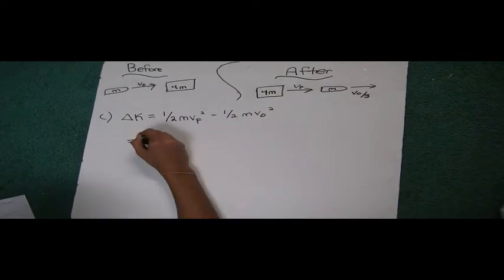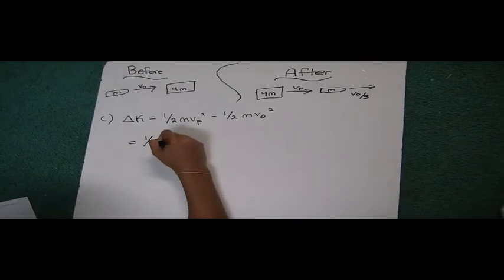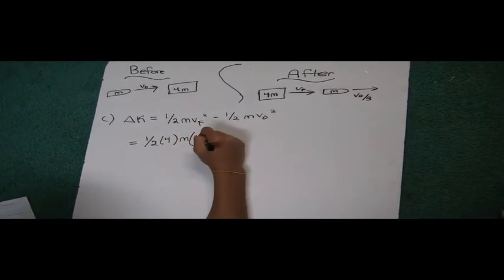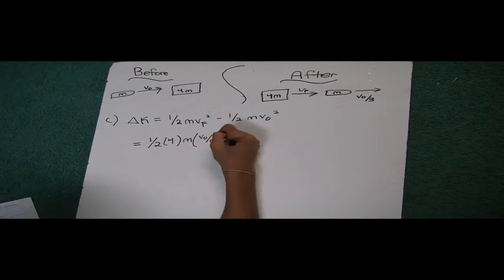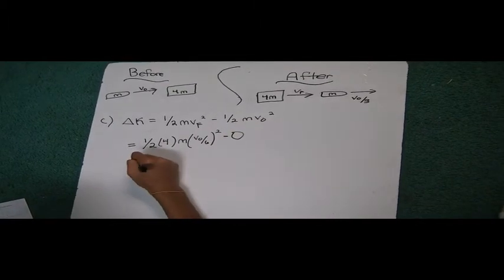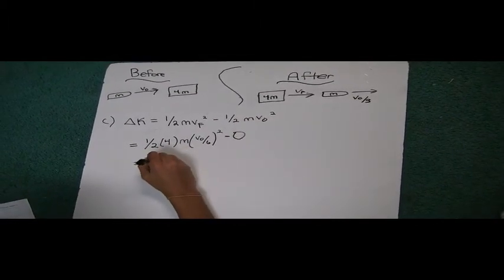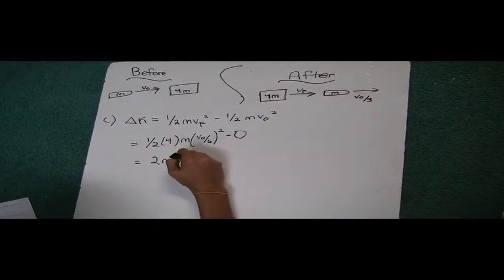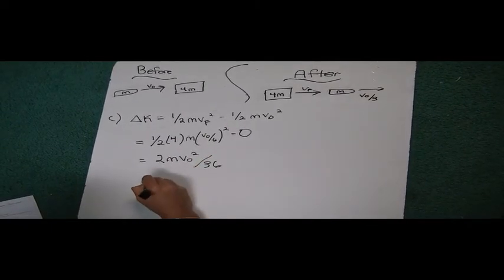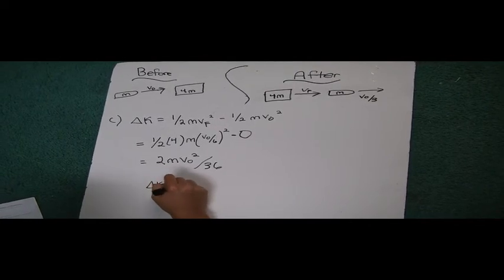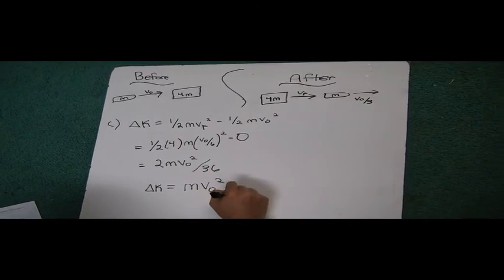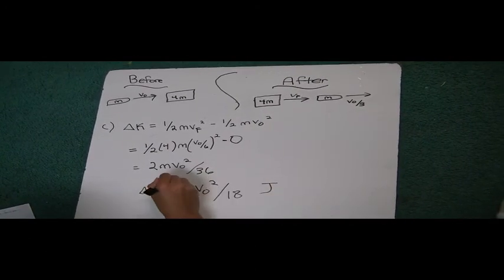Once we substitute the variables so that it pertains to this specific problem, we get 1/2 times 4 times mass, because the block has a mass of 4m, times initial velocity divided by 6 squared, because the final velocity of the block after the bullet has penetrated is initial velocity divided by 6, minus 0, because the block has an initial velocity of 0. Therefore, we can substitute that whole part to 0. Once we simplify this, we get 2 times the mass times the initial velocity squared divided by 36. And once we simplify that into its smallest form, we get change in kinetic energy equals the mass times the initial velocity squared divided by 18 joules.